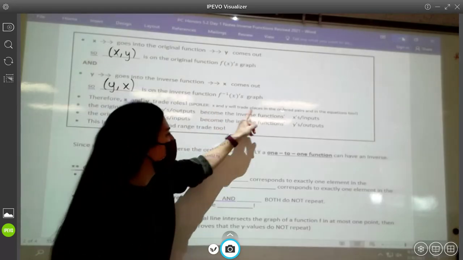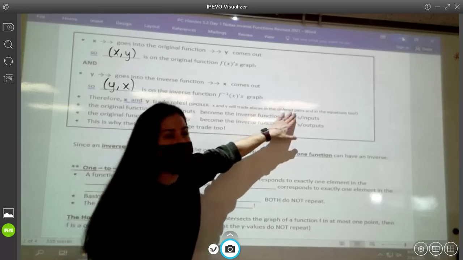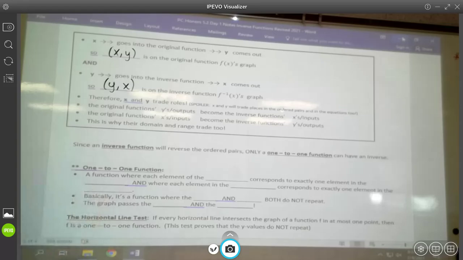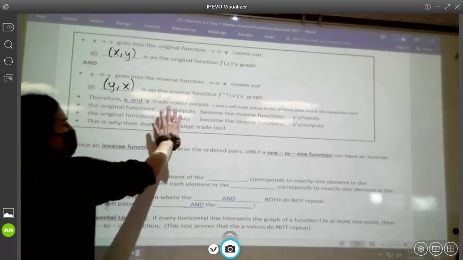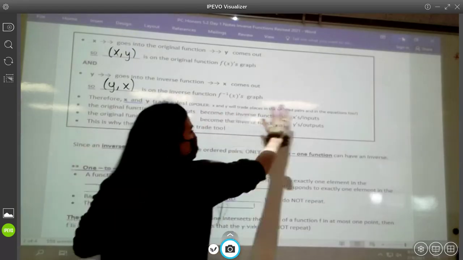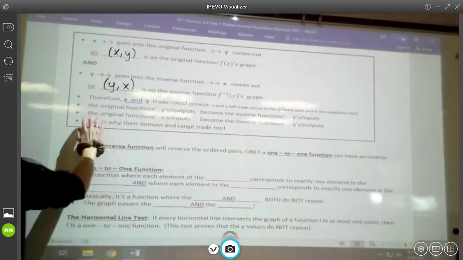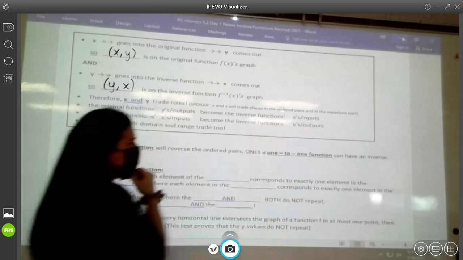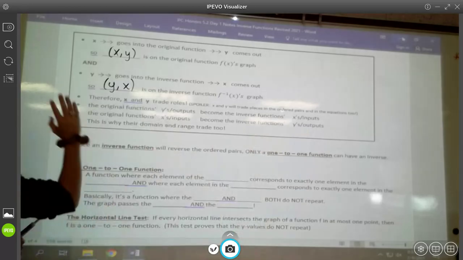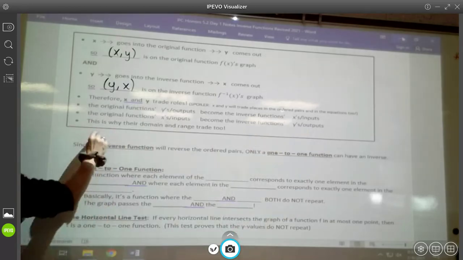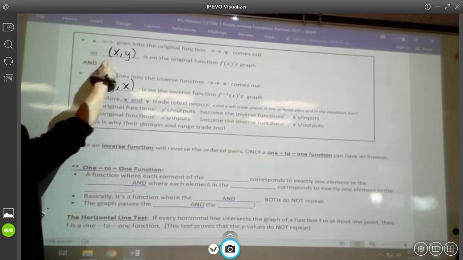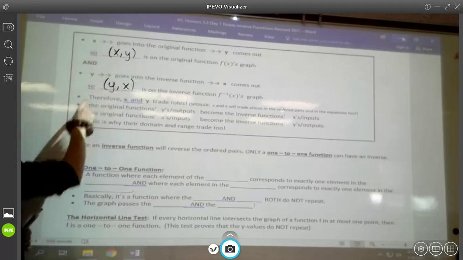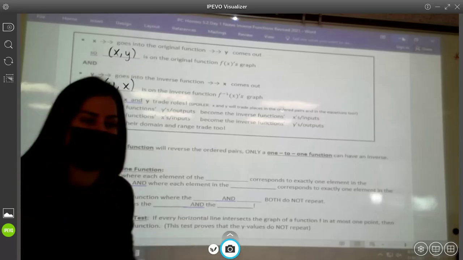Not only will x and y trade spots in the ordered pairs, they're also going to trade roles in the equation too. All right, so the original function's y's or outputs become the inverse's x's or inputs. The original function's x's or inputs become the inverse function's y's or outputs. They literally switch everything. So guys, that means this one's domain is that one's range. This one's range is that one's domain. Even their domain and range switch.